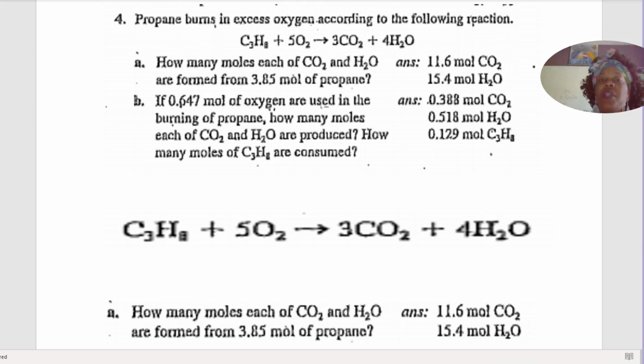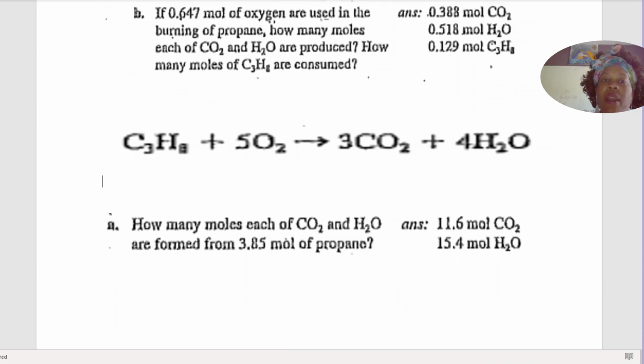So on the screen, you see a problem that starts off and says propane burns in excess oxygen according to the following reactions. So you have the reaction. Remember what I said from the first video. In order to do stoichiometry problems, the equation must be balanced. If it's not balanced, balance it. I've already balanced this one for you, so I'm going to go ahead and show you how to solve it. I'm going to take them step by step. Part A first. Notice the answers are already there, so you can check yourself, and you can do it right alongside with me. So let's go ahead and start on this particular problem.